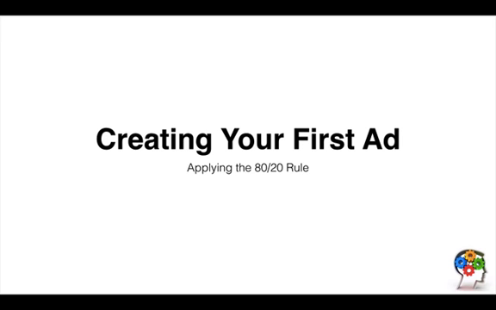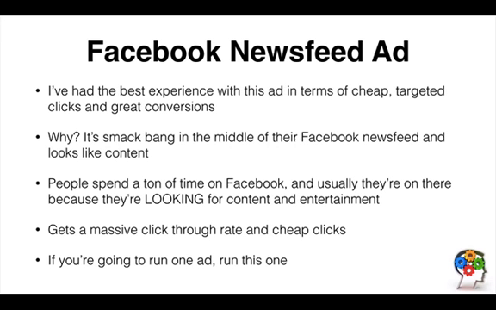Okay. So when it comes to retargeting, the 80-20 rule means that the best ad that you should be using, if you're only going to use one, is the Facebook newsfeed ad. Now, I've had a really good experience with Facebook newsfeed ads in terms of getting cheap, targeted clicks and really good conversions from those clicks. Why is that, you ask?